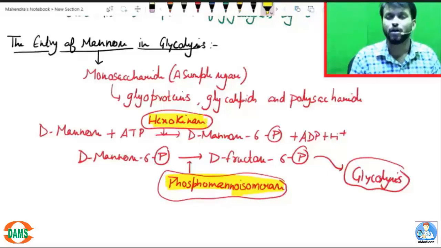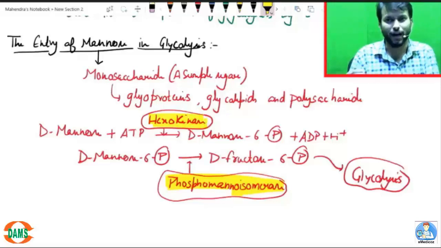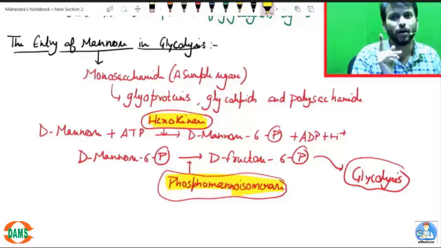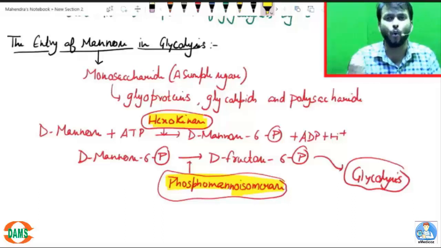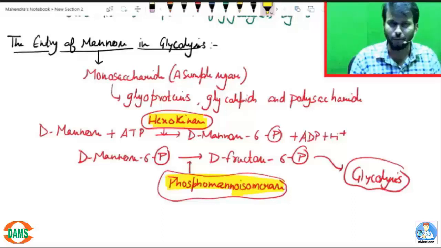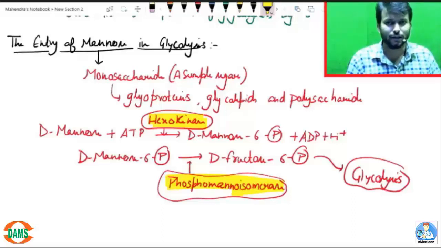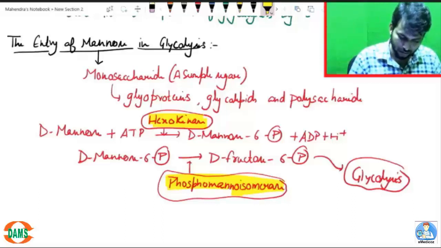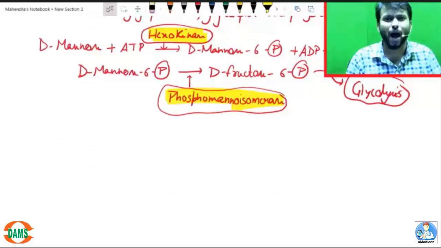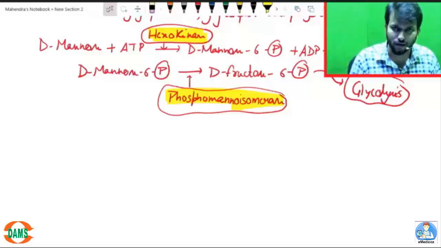So here, for mannose to enter into the process of glycolysis, there are two enzymes. The first enzyme is hexokinase, that we know in the process of glycolysis. It is present in the kidney and in the muscles. D-mannose 6-phosphate can convert into fructose 6-phosphate, which is an isomeric reaction because both are hexose sugars. That conversion is carried out by the enzyme known as phosphomannose isomerase. So now we know how mannose enters into the process of glycolysis.